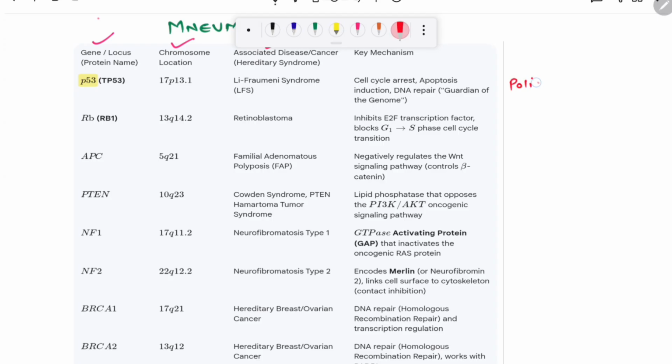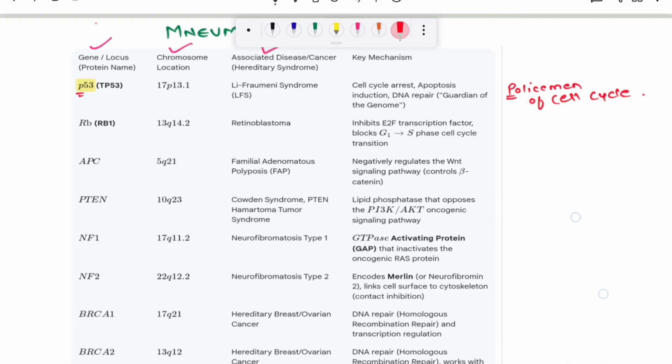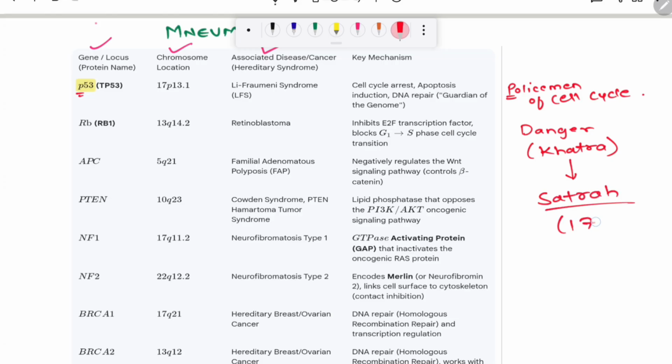P53 gene is called the policeman of the cell cycle. So from policeman it can be remembered easily. Policeman meeting policeman is just a dangerous situation. Remember, danger in Hindi is called khatra, and the word opposite to khatra is satra, that is number 17. So the chromosomal location will be 17p.